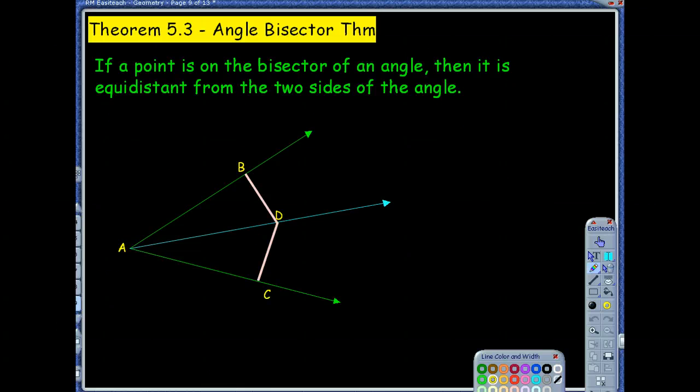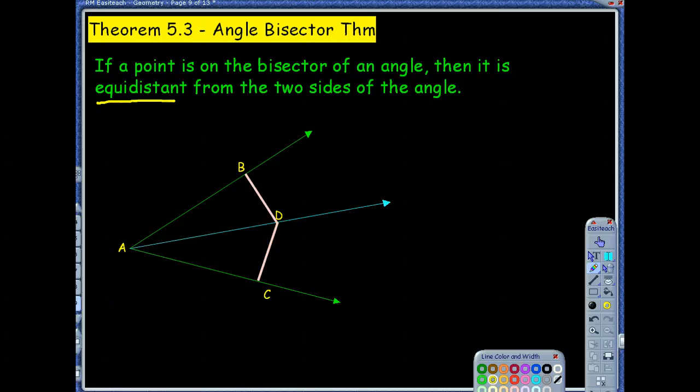All right. Now, we talked about the perpendicular bisector theorem. This next one is the angle bisector theorem. And there are some special relationships also that happen with angle bisectors. And it still has this word equidistant. So we're still going to be talking about equal distances, not congruent.